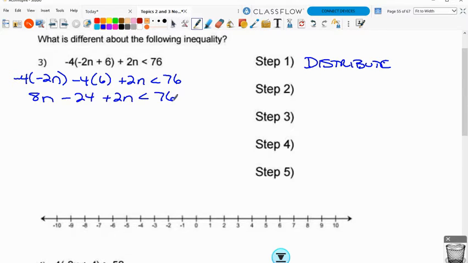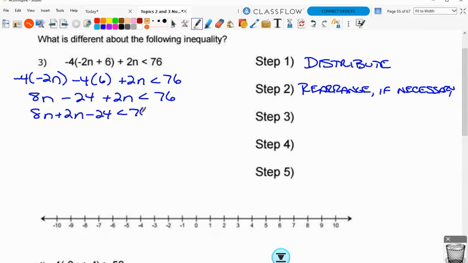Okay, at this point in the problem, I'm going to do my second step, which is to rearrange. And again, that's if necessary. And we see in this example that we do have two similar terms on the left-hand side, so I'm going to rearrange my terms so that they're together. I'm going to have 8n plus 2n minus 24 is less than 76.